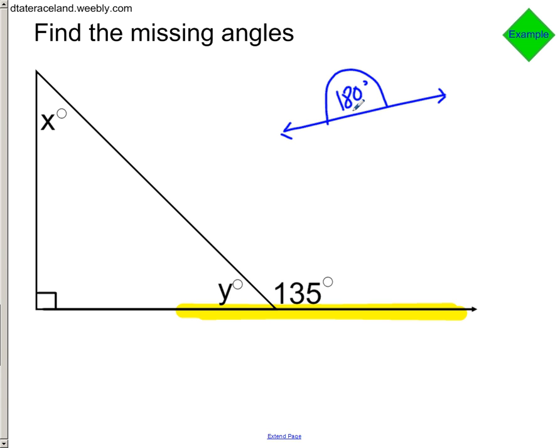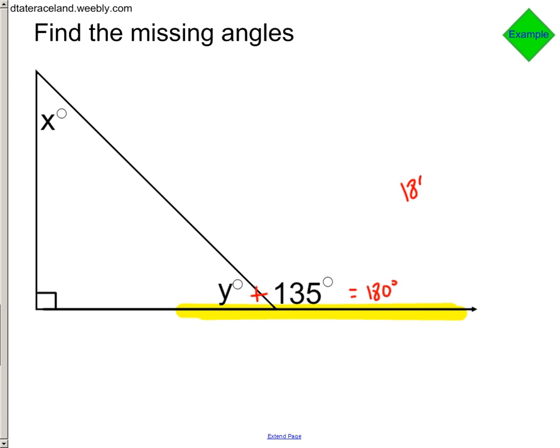And if I suddenly put an angle right here, and let's just say it was 60 degrees, then this other one would have to be 120 degrees because they're still sitting on the straight line. 120 plus 60 equals the 180. And that's what we need you to see right here, that together y and 135 equals 180 degrees. So if we add them together, it would be 180.